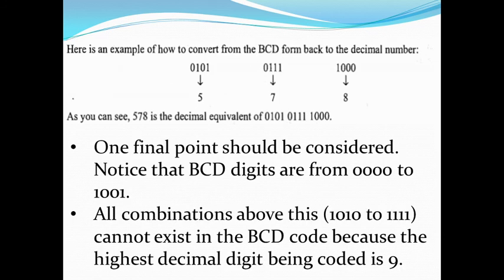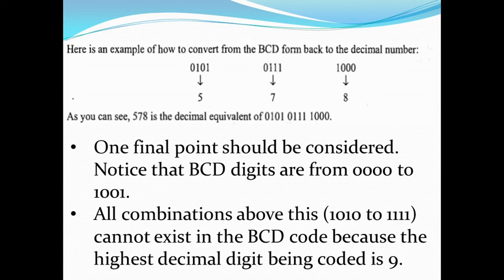Here is another example of how to convert from BCD to its decimal number. Again, in the same way, you split it into groups of nibbles like this. 0101, this is a nibble, and its decimal equivalent is 5. 0111, the decimal equivalent is 7. 1000, the decimal equivalent is 8. So, we can say that 578 is the decimal equivalent of 0101, 0111, 1000.